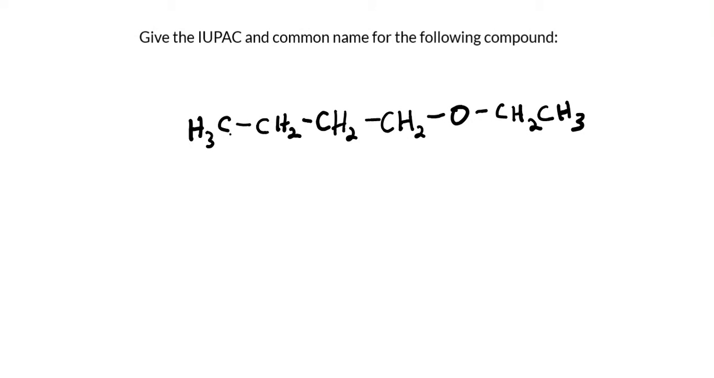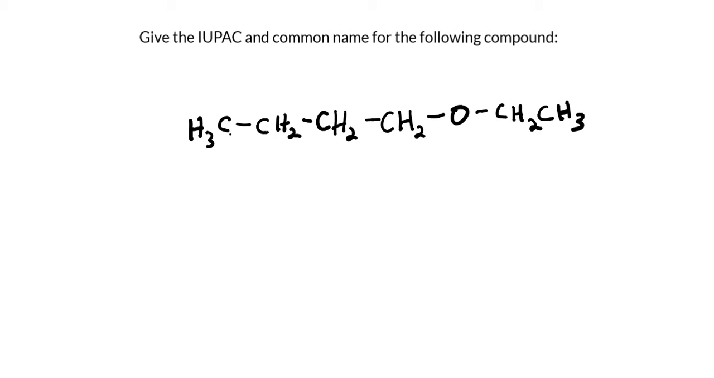Okay, so we have another naming question, only this time we have to give the IUPAC and the common name. So let's go ahead and see what we have. First of all, looks like just a plain old hydrocarbon. Oh, we've got that oxygen there. And when we have an oxygen between two carbons, we know that is an example of an ether.